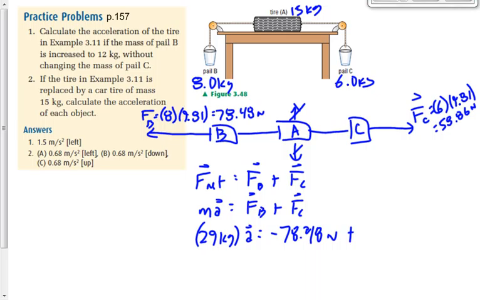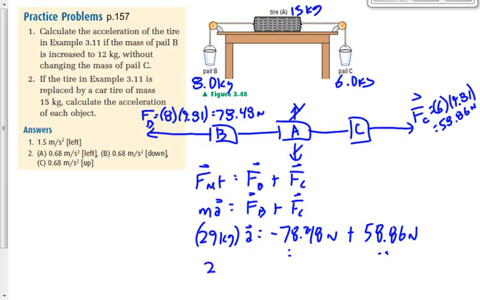For FC, I've got 58.86 newtons. Travis might have negative for that. And that's okay as long as you're consistent through your question. If you make this negative, this has got to be positive. If you make this positive, this one's got to be negative, right? Doesn't really matter which way you go as long as you're consistent.